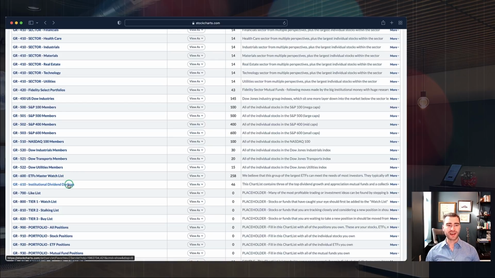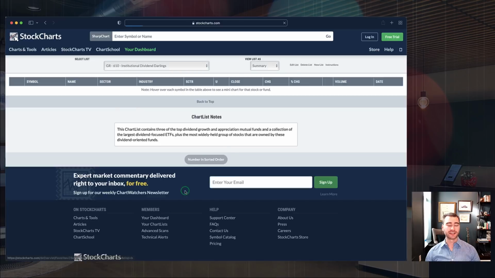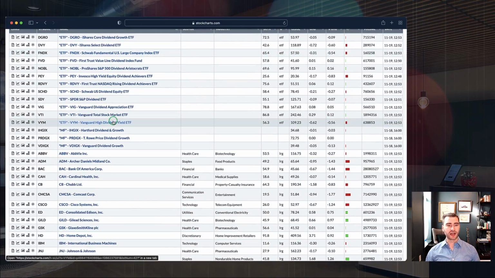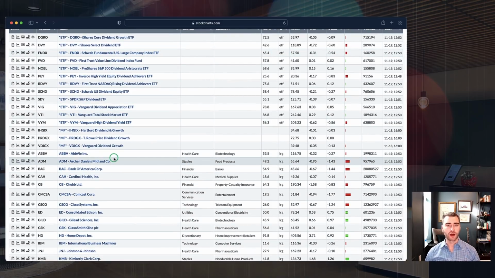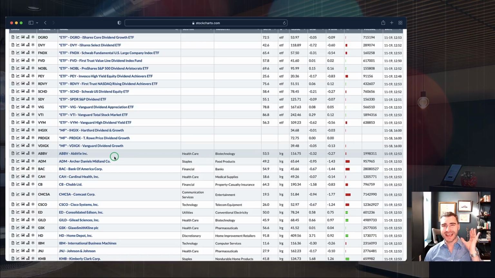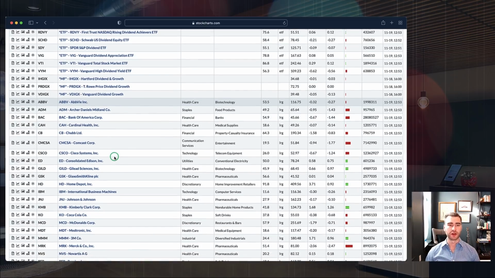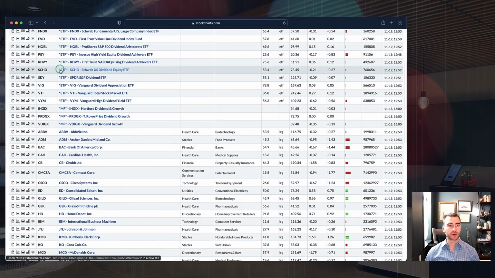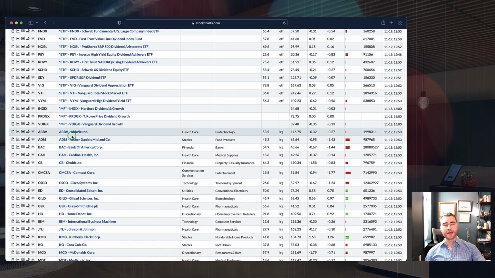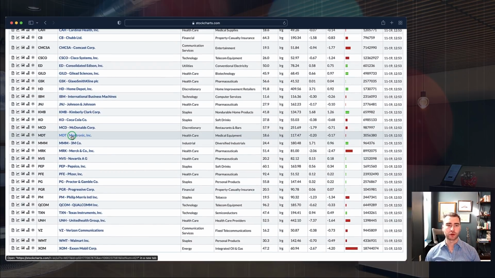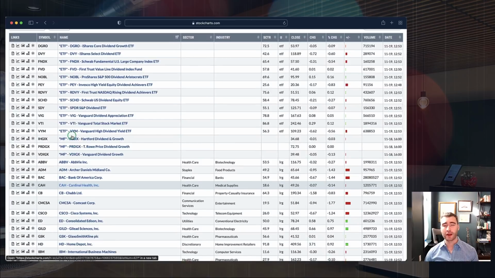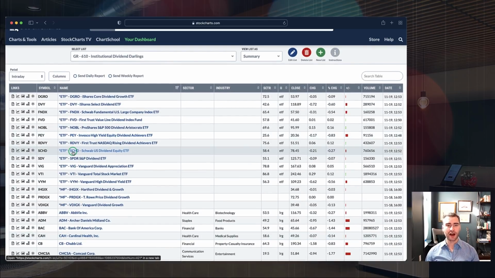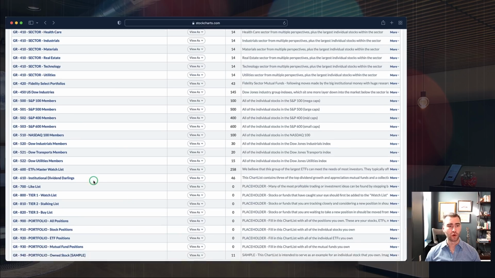Now, below that, we have what we call our institutional dividends, dividend darlings chart list. So this is a ton of the top holdings from big dividend paying ETFs, dividend focused ETFs and mutual funds. So we have a lot of those funds up at the top of this chart list. You can see those right up here at the top. These are ETFs and mutual funds organized for you. And then all of the most popular individual stocks that they hold. So this is a great way to find high dividend paying stocks that are held by high dividend and strong dividend focused ETFs and mutual funds. So we have that in here as well.